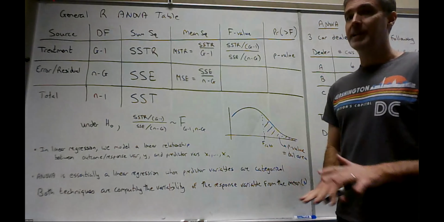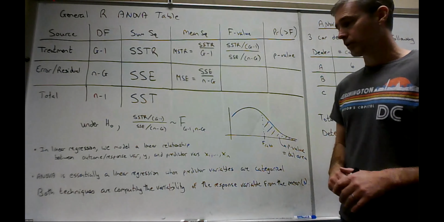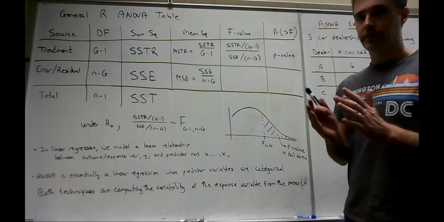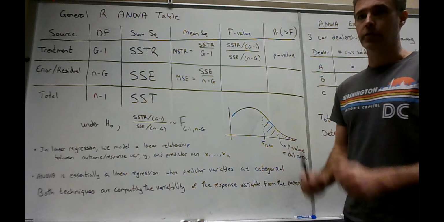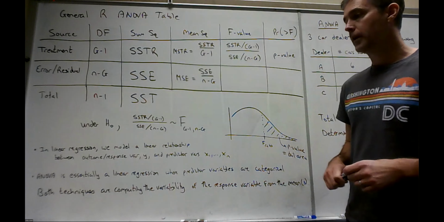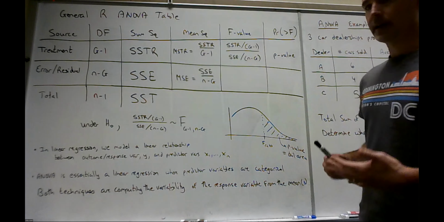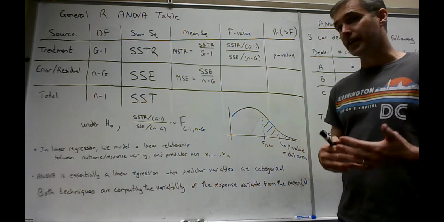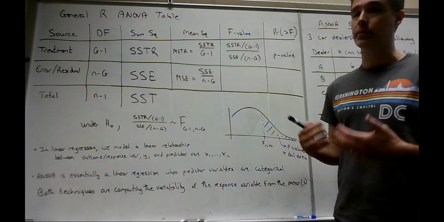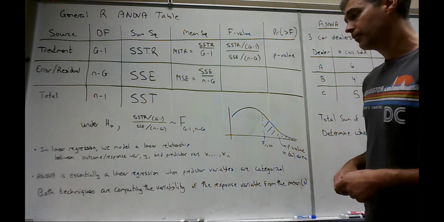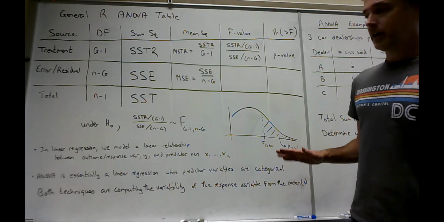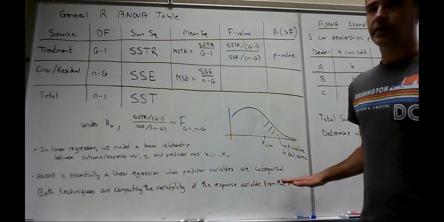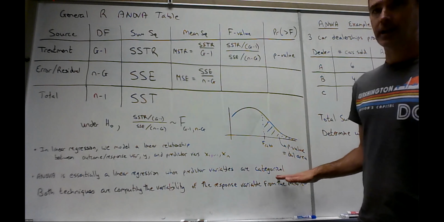Well, ANOVA is essentially a linear regression where the predictor variables are categories: 15 to 19-year-old women, 20 to 24-year-old women, 25 to 29-year-old women. And what we're measuring is the sum of the squares of the differences between our data and our means, just like we did in linear models. So ANOVA is basically linear regression where the predictor variables, the input variables, are categorical.